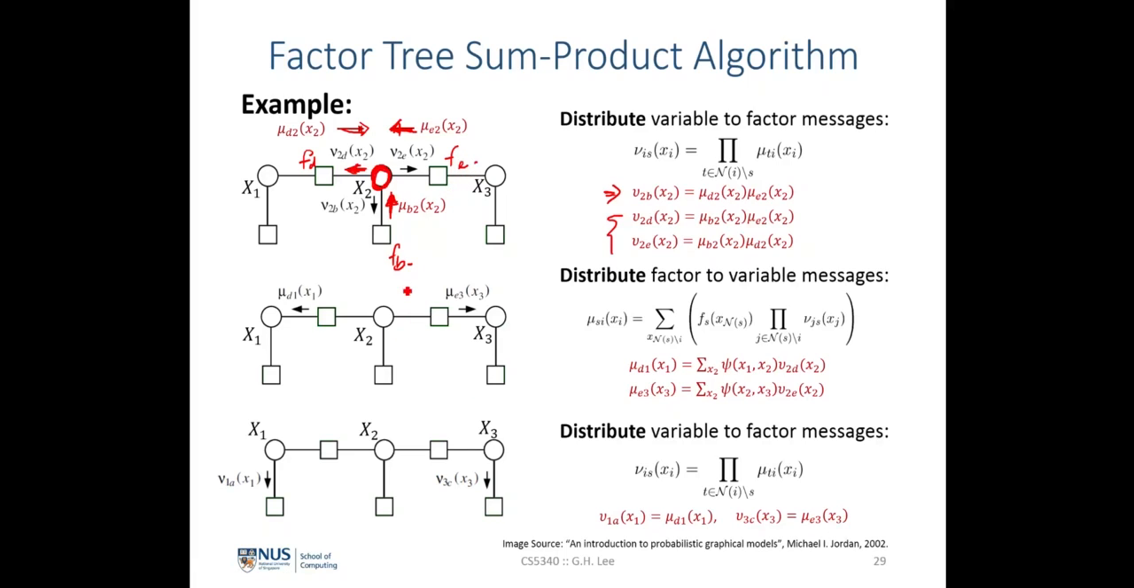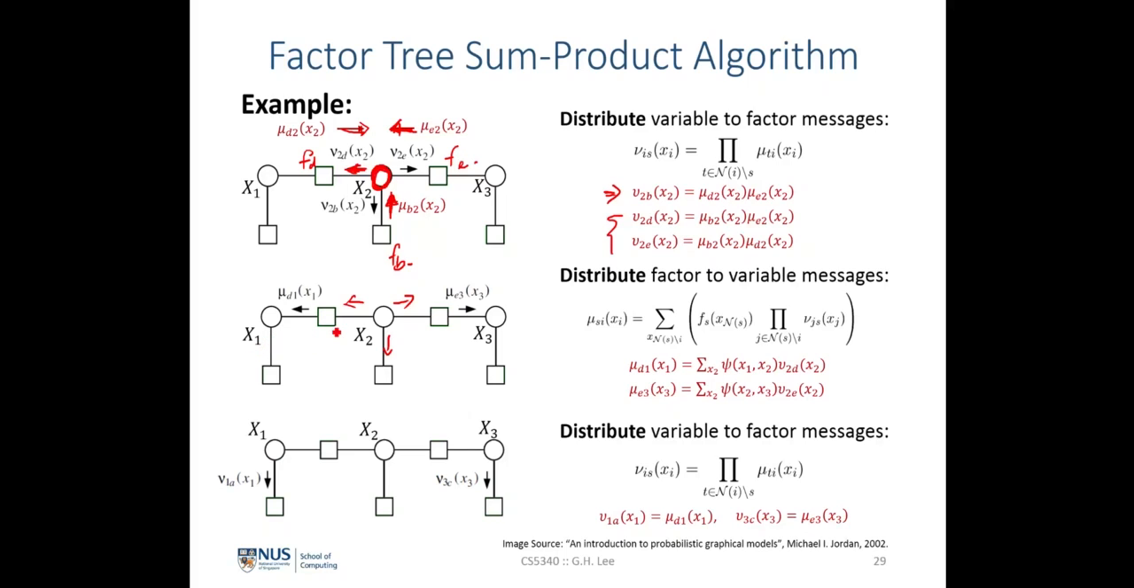And once we are done with these three messages, we can also start to distribute the message further down the tree. In this case, we can see that there are two other messages, mu of d1 and mu of e3, which we can compute using the same method. In this case it is a factor to variable message, so we marginalize away all the unwanted random variables except for the random variable that we are passing the message into. So in this case, mu d1, we are passing the message into x1.